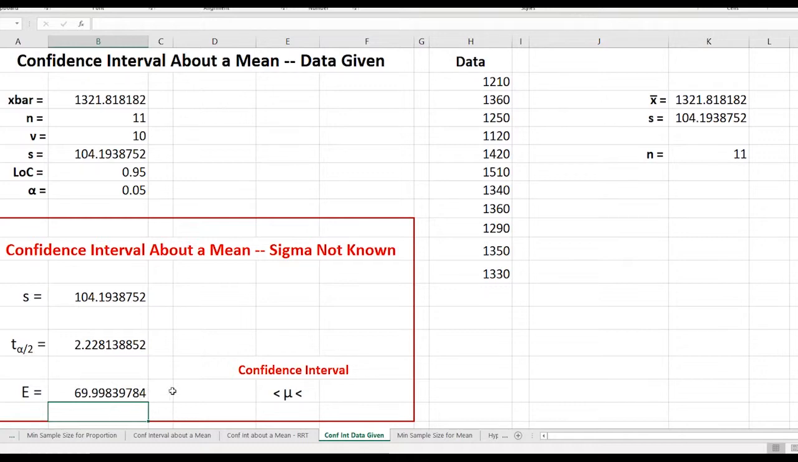So that's why I put 70 down, because pretty much wherever I round this, it's going to end up being 70. So that equals, we take x bar minus E, and equals x bar plus E. And I have this confidence interval, which, if I were to put that in words, the students in the freshman class at this competitive university had an average somewhere between 1251.8 and 1391.8 with a 95% level of confidence.